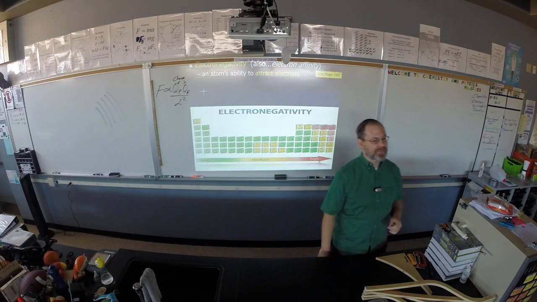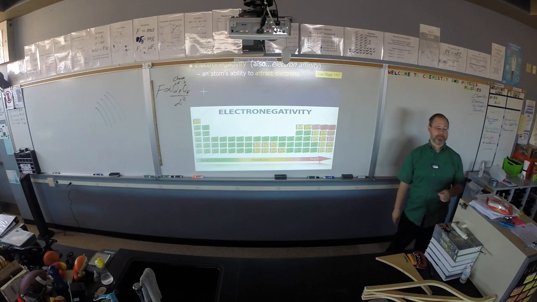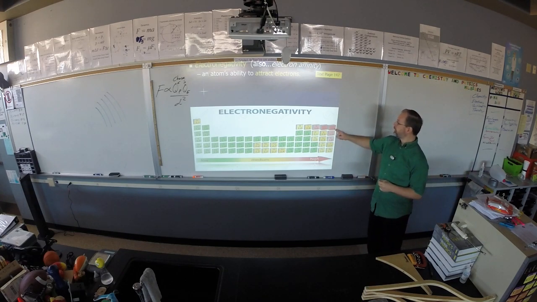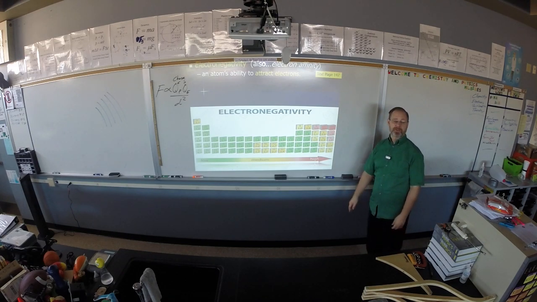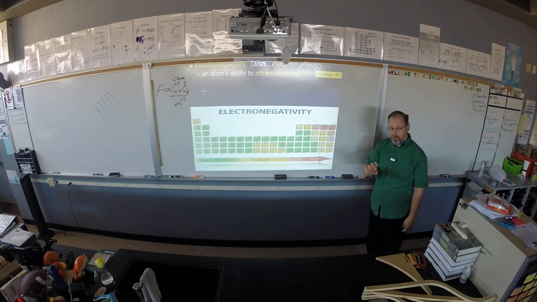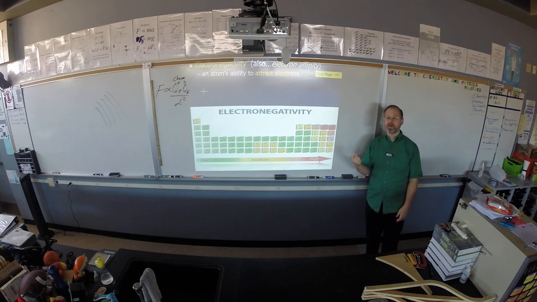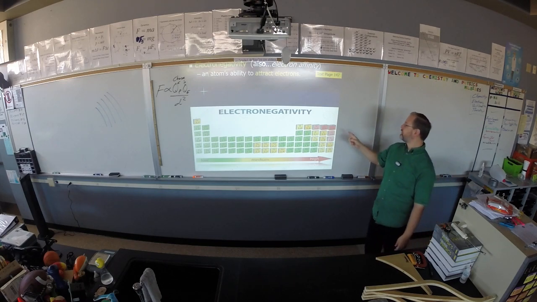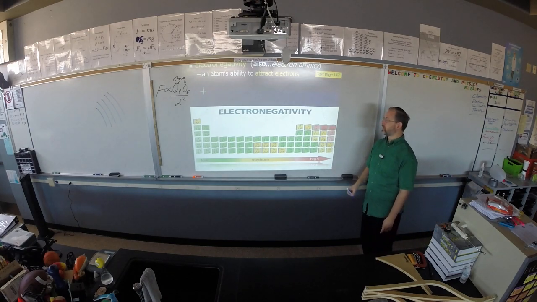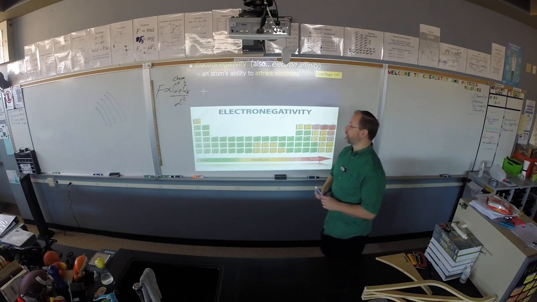Which atom has the highest electronegativity? Fluorine. Yeah, fluorine has the highest electronegativity. It's small. It's almost got its octet. It's only one electron from looking like neon. It's got a very, very high electronegativity. Now what this means is kind of interesting.